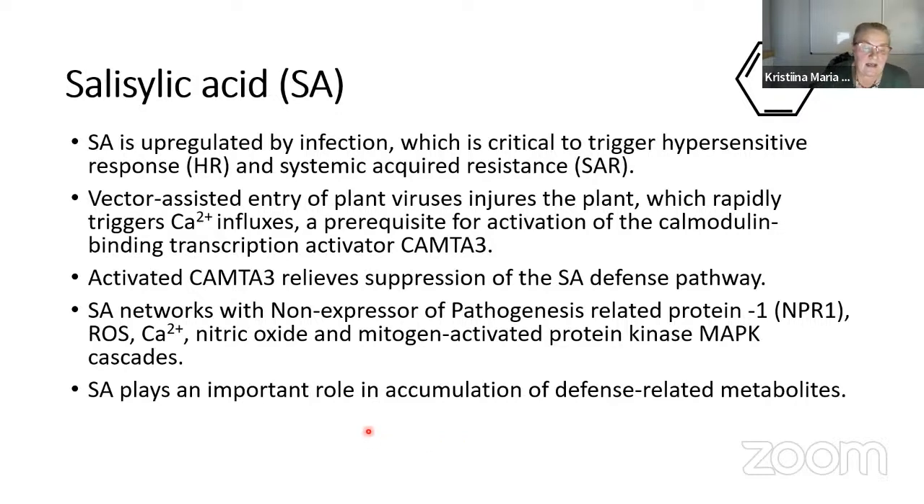Salicylic acid also plays an important role in accumulation of these defense-related metabolites, phenolic metabolites, and it also works in networks with several molecules, as we discussed already. But one important one is this non-expressor of pathogenesis-related protein 1, which is NPR1. And this is really important for the transcriptional regulation, which salicylic acid is activating.